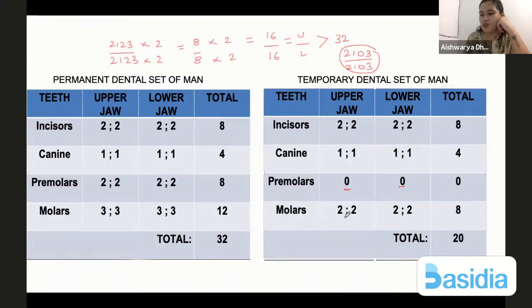If you see here, there is one less molar also, because the last molars are the wisdom teeth. That is not present in a child. So here, instead of 3, we'll be putting 2. Okay, so for the temporary set of teeth, this is the dental formula, 2102 upon 2102, and this is for the adult.